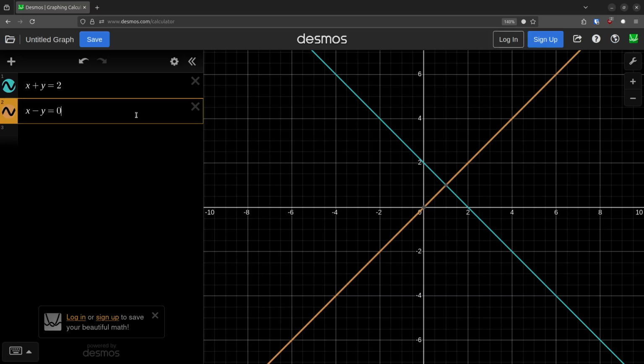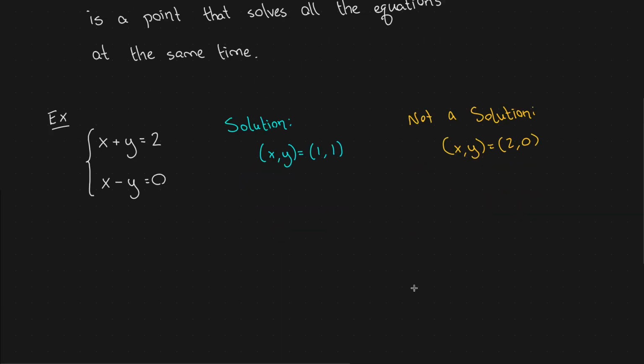But I'm looking for the points that make both equations true at the same time, which means I'm looking for any points that lie on the graphs of both equations at the same time. There's only one point in this particular case that lies on both graphs, and that's the point 1, 1. That's the one that we just visually, by inspection, said is a solution to the system. In this case, it's going to be the only solution to the system because it is the only point that lies on both the blue line and the orange line at the same time. Let's take a look at one more example.